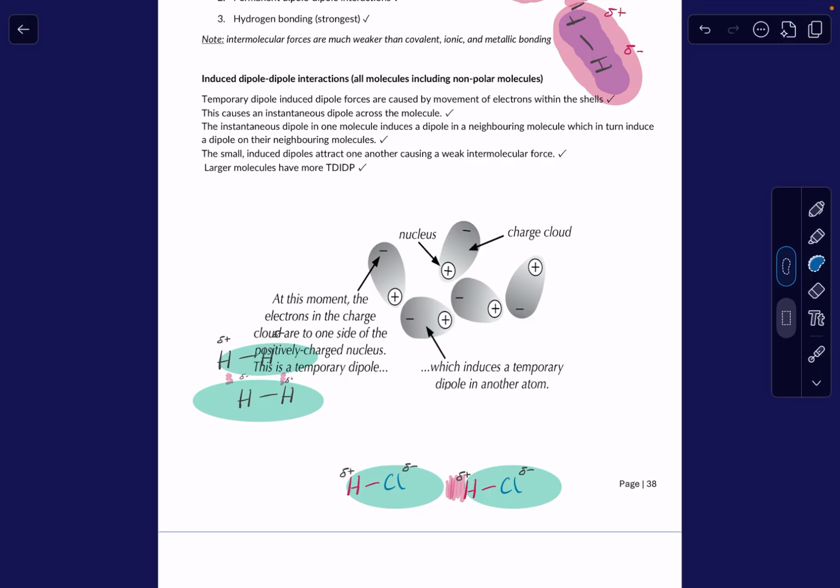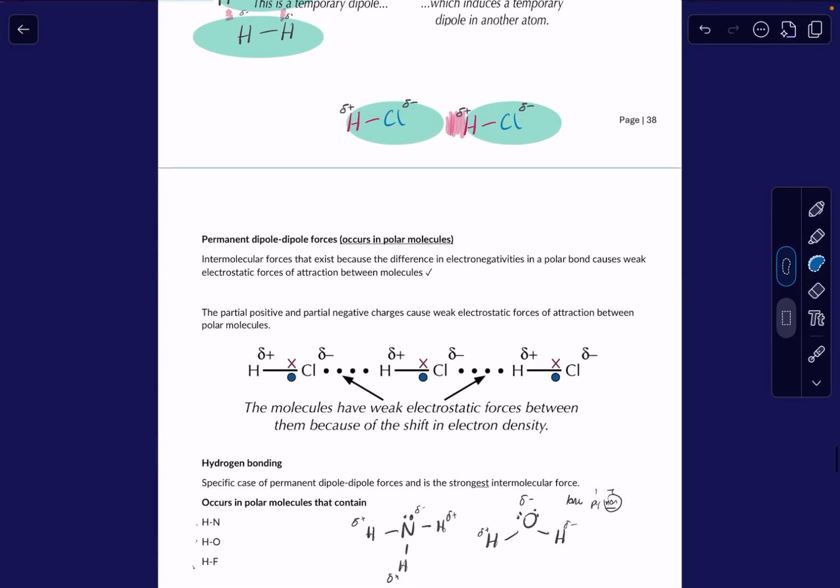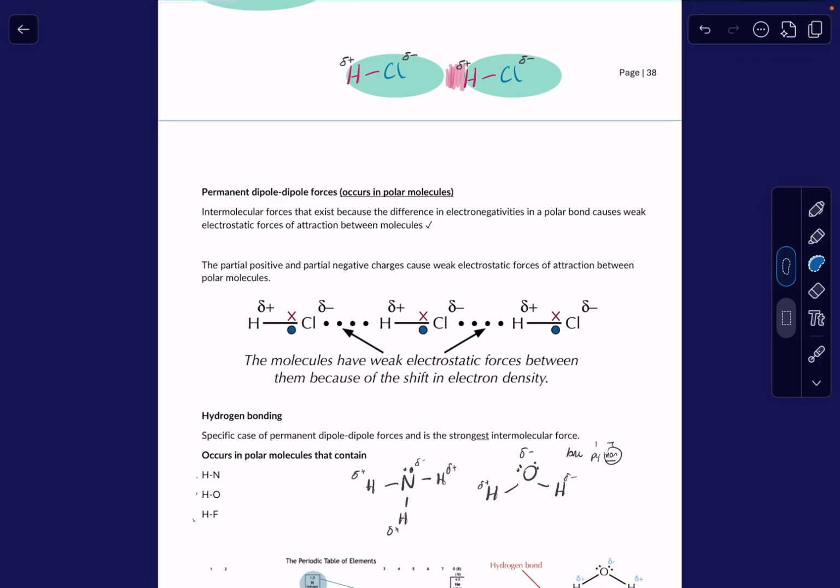Now, I'm going to talk to you guys about permanent dipoles. So this is recapping the polarity we talked about. And I'll tell you straight away, the only molecule that you definitely need to know is HCl. Hydrochloric acid has permanent dipole-dipole forces. It also has temporary dipole-induced dipole forces, but primarily permanent dipole-dipole forces.